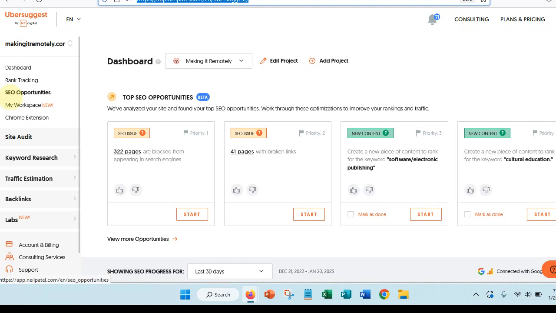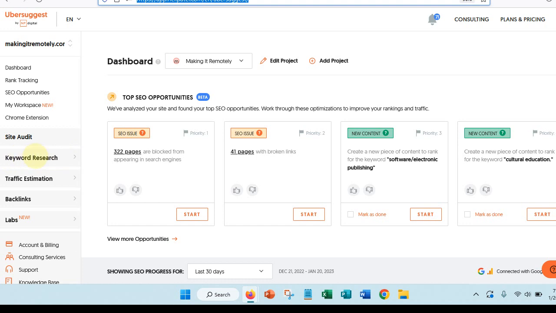Now, Uber Suggest has a free version, and they also have a paid version. So I'm going to take you through the keyword research. Now, I have the paid version of Uber Suggest, and I want you to be able to see everything, or at least most of the things that they offer with this. And then you can determine whether this would be a tool that you might want to try out.